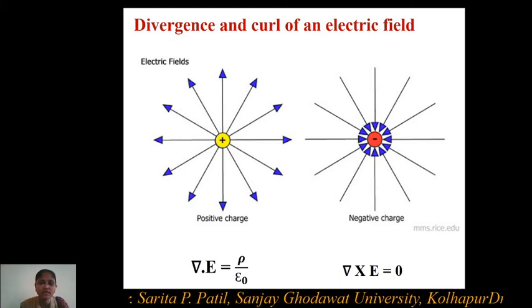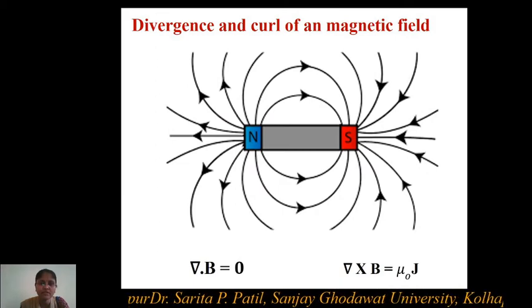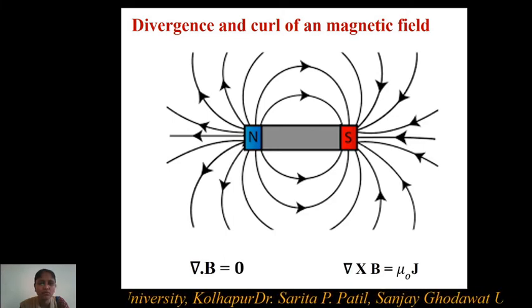Now let us see the same two operations, divergence and curl, for magnetic field. Now this is the picture for magnetic field. We know that whenever we consider a magnet, it has two poles. Any magnetic material always has two poles, north pole and south pole. Magnetic monopole does not exist, that is known to us.